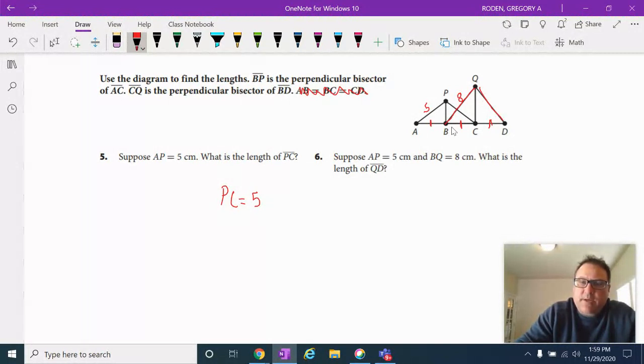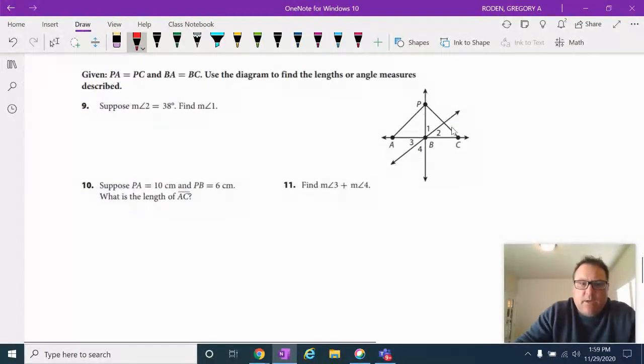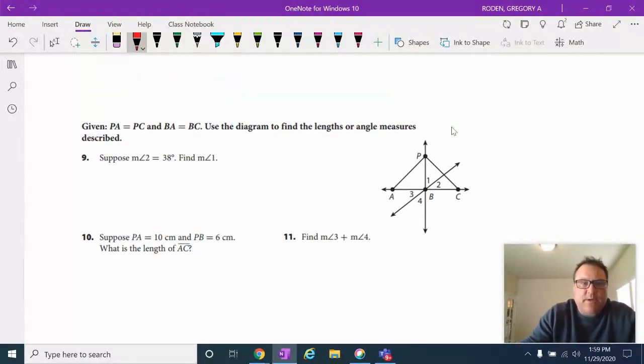Well, again, the perpendicular bisector theorem says that has to be 8 also. So pretty much a piece of cake. Okay? All right, let's take a look at this one right here. Use the diagram. We got PC. Okay, so PA is equal to PC.